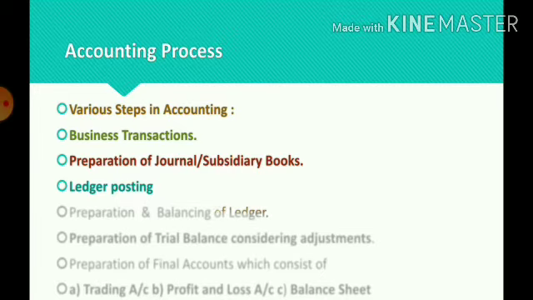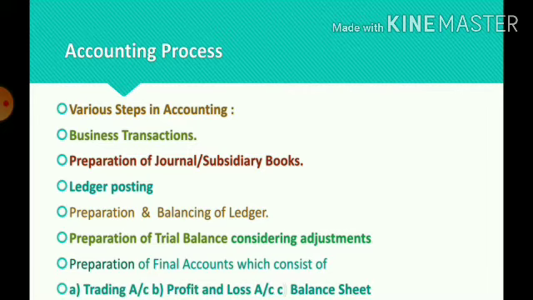For that we have to prepare various ledgers for the personal accounts, real accounts and nominal accounts. Then we have to balance each and every ledger and find out the balance. Now this balance will be transferred to trial balance. Before preparing final account, we have to consider the adjustments which we have not considered in trial balance. Then we have to prepare final accounts.